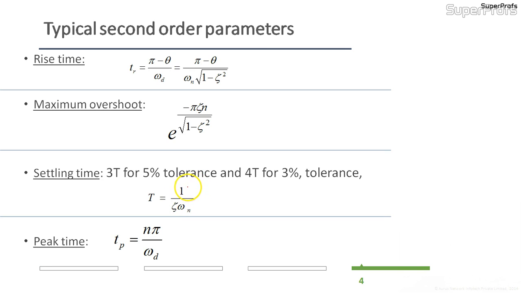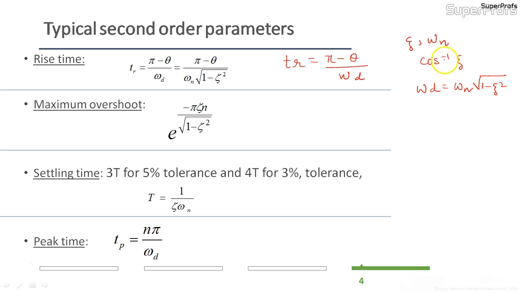These particular formulae describe how to calculate the typical second order parameters, which are very important. So initially we will study how to calculate rise time. The formula for rise time is TR is equal to pi minus theta upon omega d. To calculate rise time you should know zeta and omega n. As you can see, theta is nothing but cos inverse of zeta and omega d is equal to omega n into root of 1 minus zeta square. So by the knowledge of zeta and omega n, you can calculate rise time.